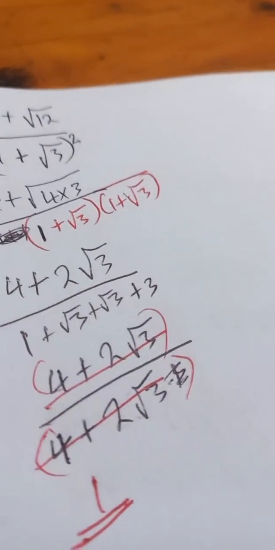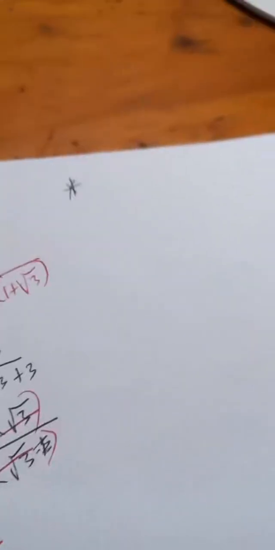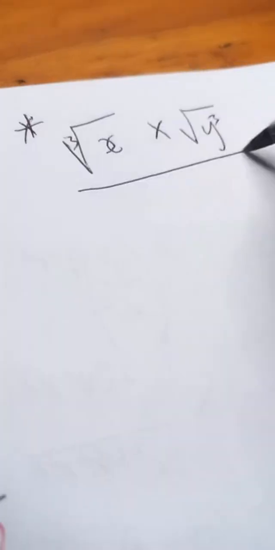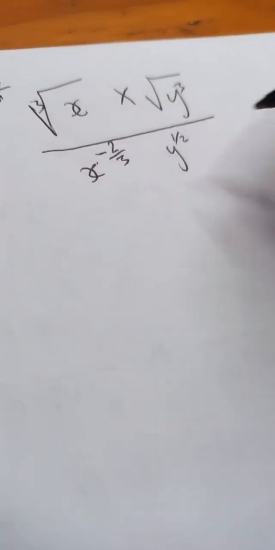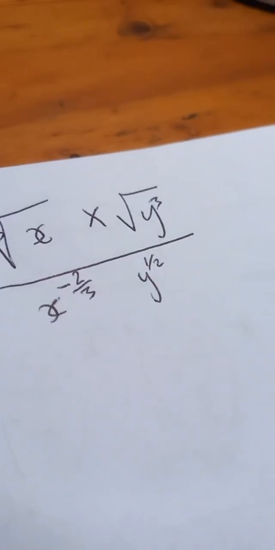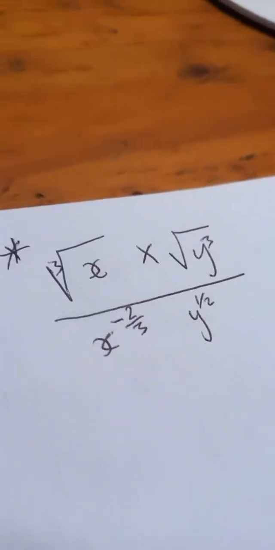All right. This is our next question: cube root of x times square root of y cubed, all over x to the power of negative 2 over 3 times y to the power half. Like this. This is very, very easy, guys.